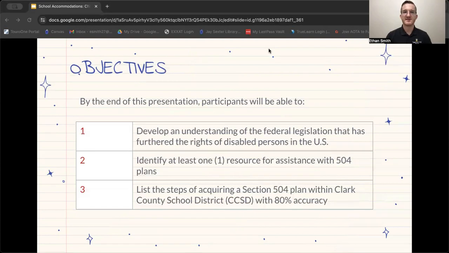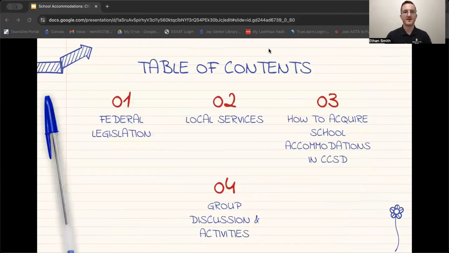These are the objectives of this presentation, which I will let you view on your own time if desired. And this is what we'll be talking about today. So we will start with federal legislation that impacts school accommodations for students with disabilities. We'll then talk about some services that are available for students with disabilities, locally and nationally. And finally, we will go over the process of how to acquire school accommodations within Clark County School District.